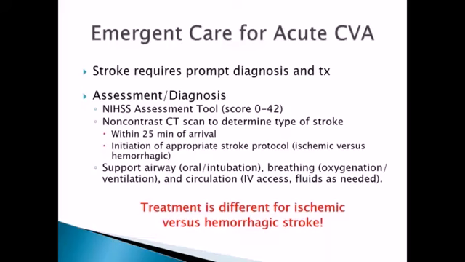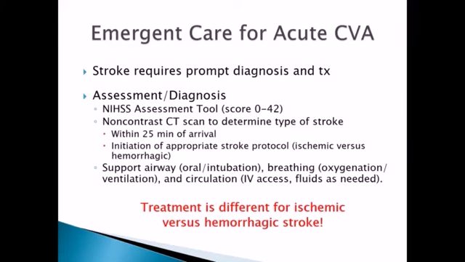This patient needs a non-contrast CT scan to determine the type of stroke. That needs to be done within 25 minutes of arrival to the facility. If EMS is bringing the patient in, the hospital will know in advance because somebody is en route, and they will initiate the stroke protocol, which means this person is going to the head of the line for that CT scan.